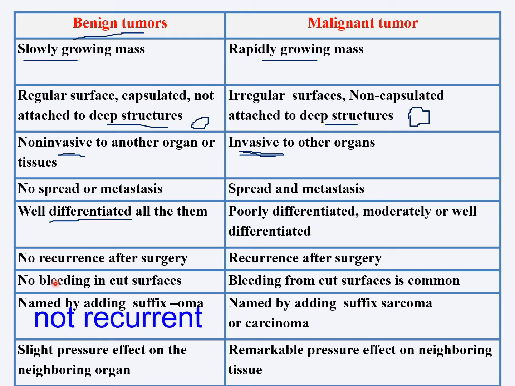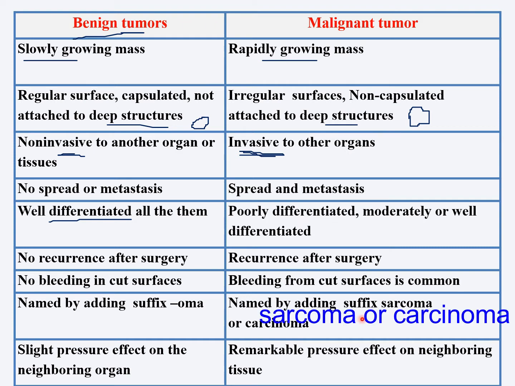Moreover, there is generally some sort of bleeding inside the tumor or after surgery in malignancy. Unlike benign, you will not find this feature of bleeding. Moreover, in the nomenclature of benign tumor, you will add only the suffix oma at the end of the name of the tissue or the cell. Unlike malignancy, you need further; for example, you need to add the suffix sarcoma or carcinoma according to the origin. We will talk about this point later on.